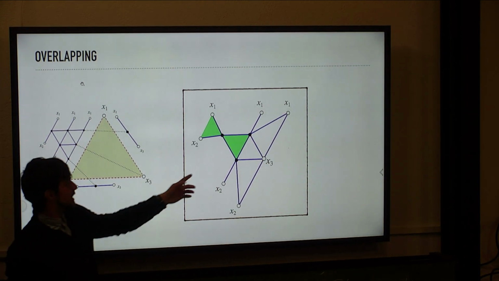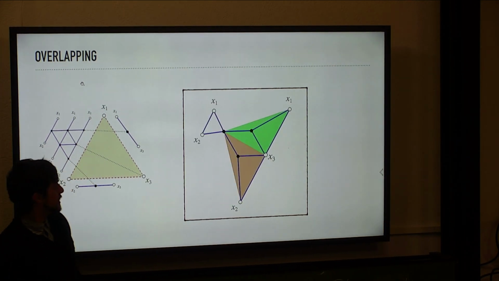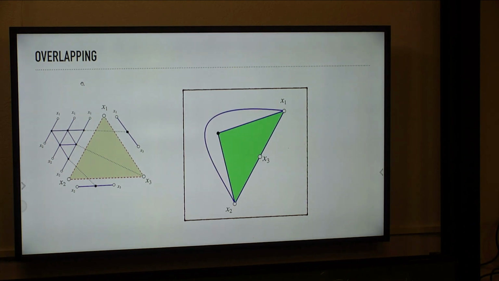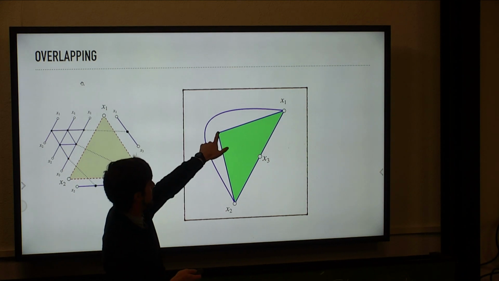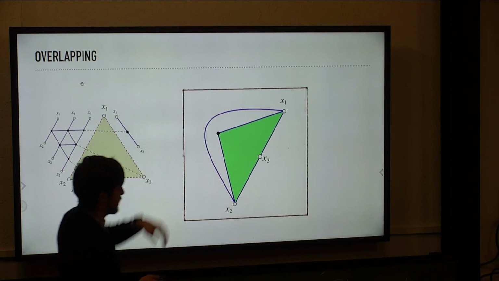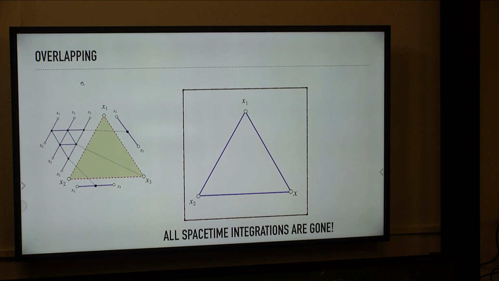And then I get this, and then I can apply the star-star relation here, and then I can apply the star-triangle, and again I can apply a star-triangle here. Here you can imagine there is a leg to infinity. This is a simplified star-triangle. I get this. So I get rid of all the space-time integration.